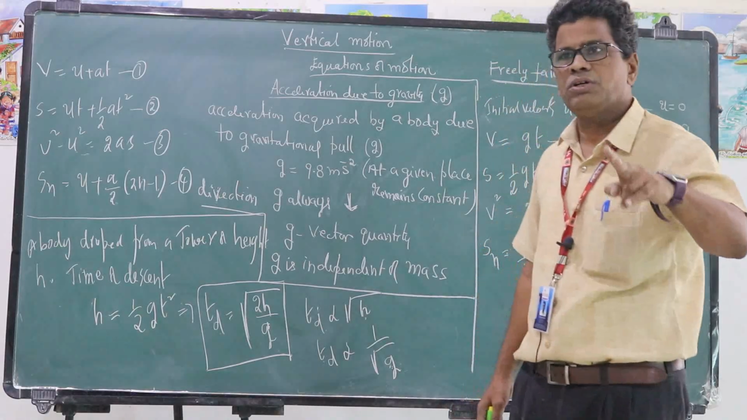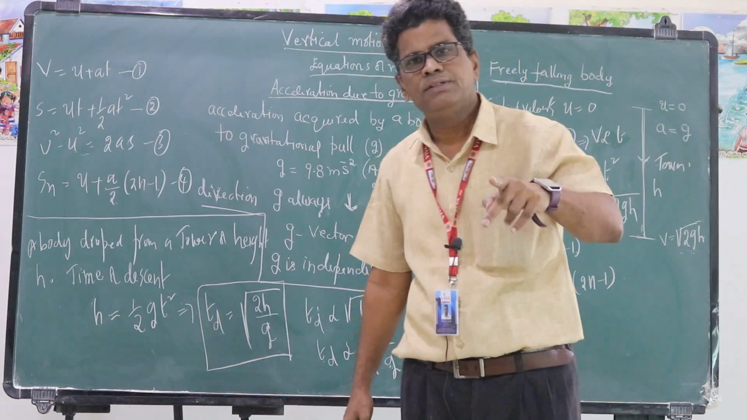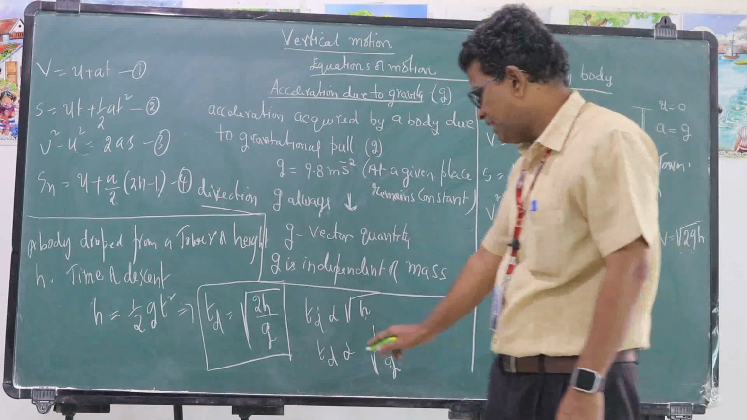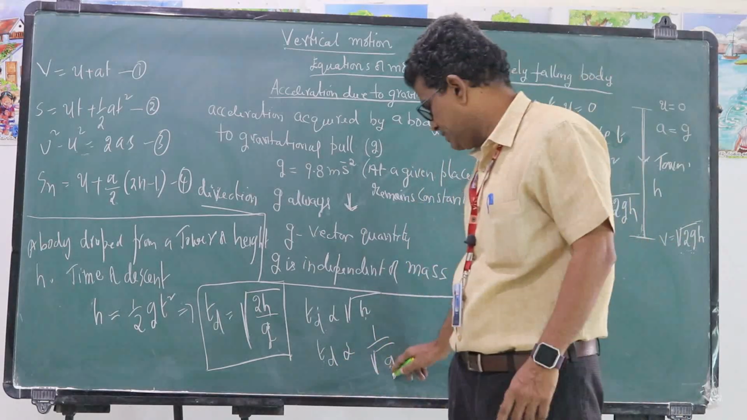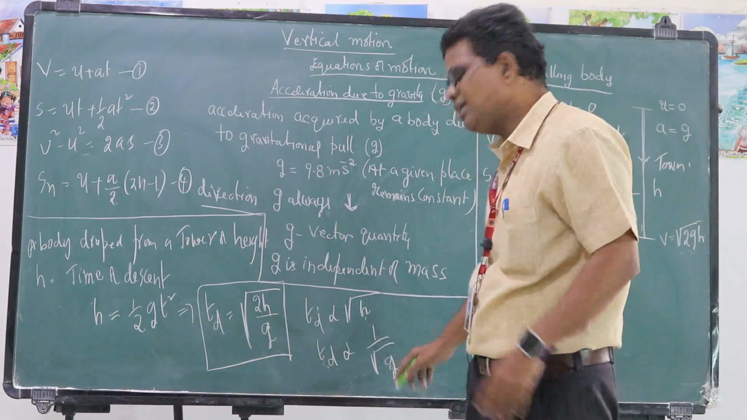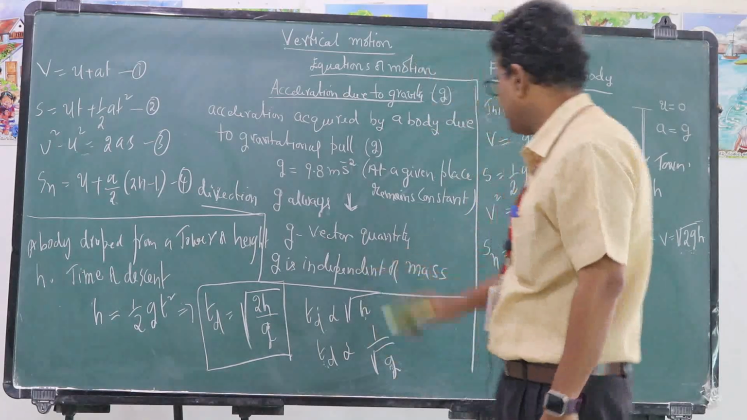So two stones are dropped on different planets from the same height. The planet having more gravity will take less time. If the planet has more gravity, g is more, and the time of descent will be less. So how are they related? Td is inversely proportional to square root of g. So this is the first one.